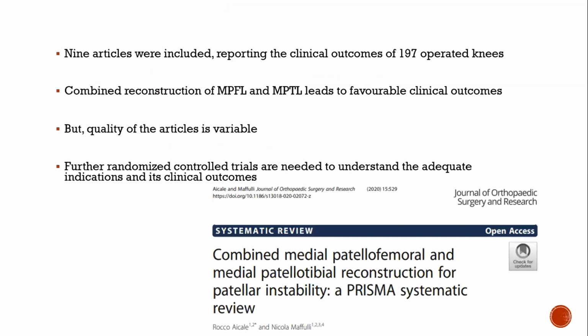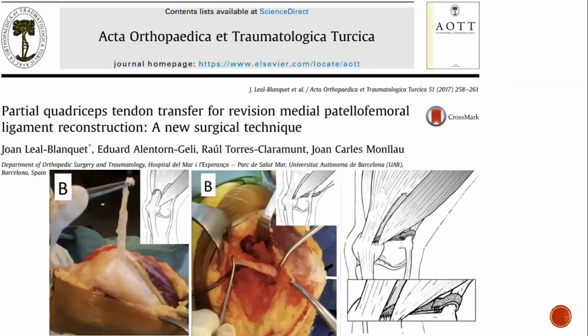Finally, in the systematic review for the combined MPTL and MPFL, 9 articles were included, and the quality of the articles was variable from low to high, and further randomized controlled studies are needed to understand its adequate indications and clinical outcomes.